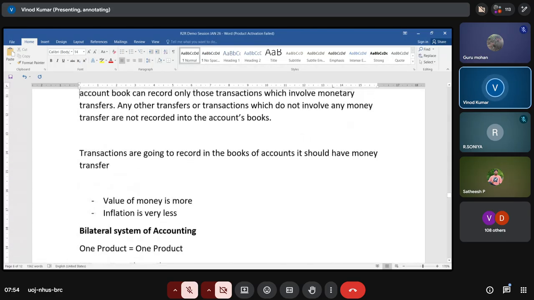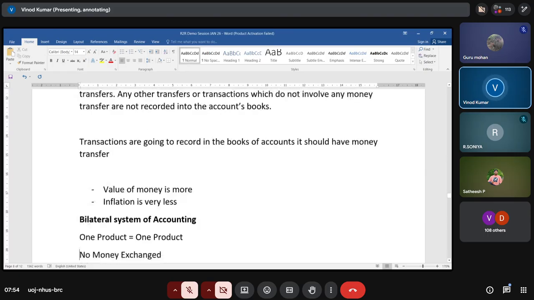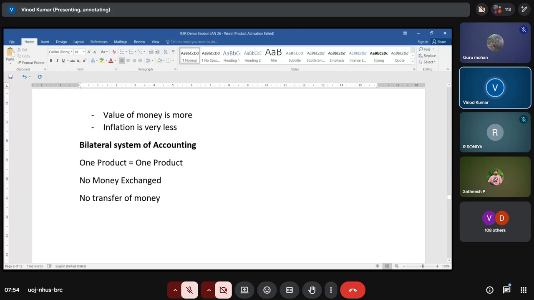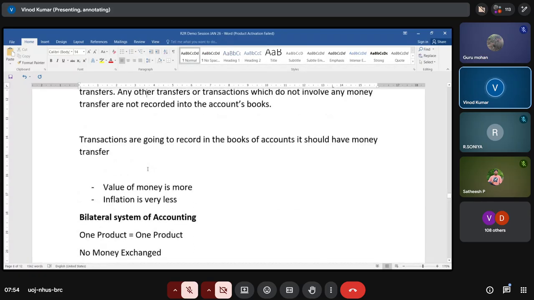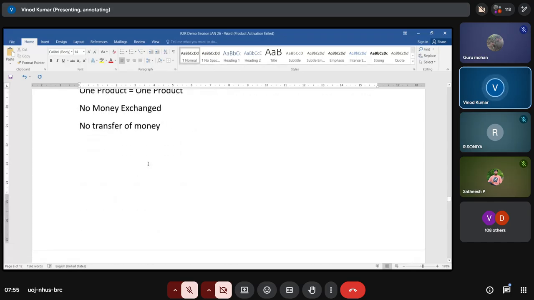So what the money measurement concept says is that every transaction you record in the books of accounts should have monetary transfers. Either you are paying now or you will pay in the future, but the transaction should have a value, from 0.01 to 10 millions, 10 trillions, whatever it might be. That is called the money measurement concept. Business accounting books record only those transactions which involve monetary transfers. Any other transactions which do not involve money should not be recorded.